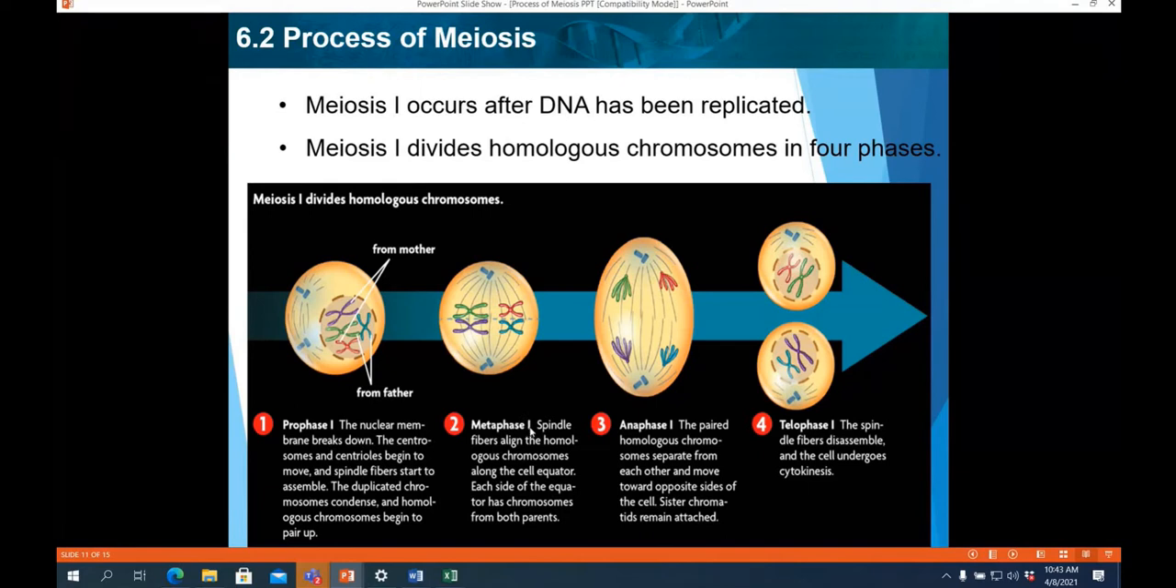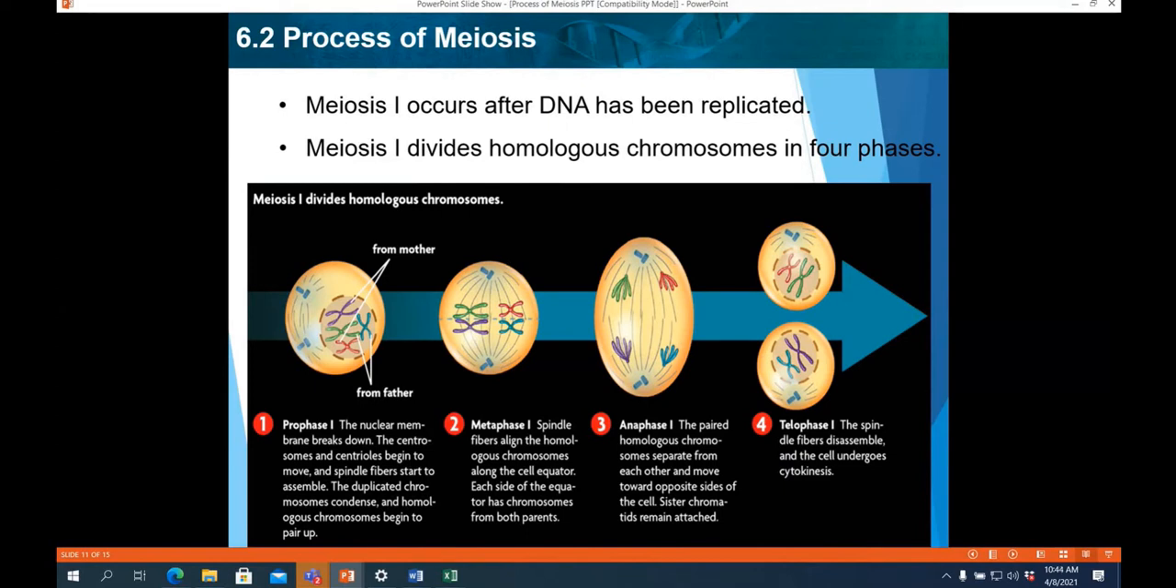So this alignment and holding in the center of the cell with the help of the spindle fibers happens in metaphase 1. Now moving on to the third stage, which is anaphase 1, the paired homologous chromosomes separate from each other. Have you seen? So this separation which has taken place, did it happen at the centromere? How did they break apart here? The sister chromatids are still attached, isn't it?